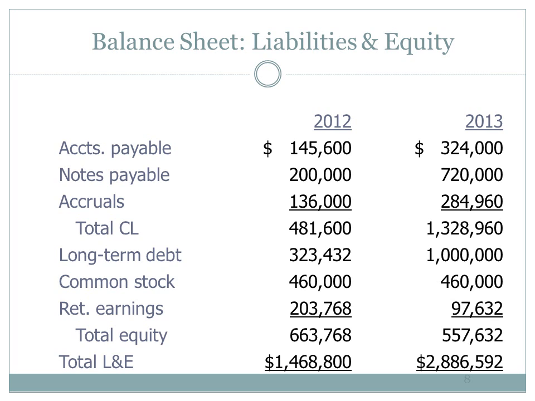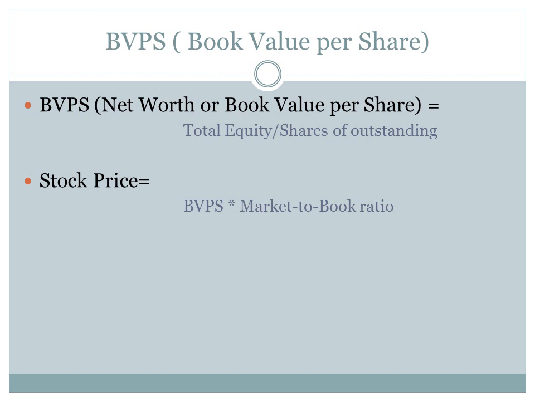The second financial statement we use is the balance sheet. The balance sheet is going to include total assets, total liabilities, and total equity. The total asset is always equal to total liability plus total equity. So from the balance sheet, we can calculate book value, or also what we call net worth. Net worth is total asset minus total liability, which is equal to total equity. Using total equity divided by the shares outstanding, you get book value per share. We can use the book value per share times the market to book ratio to estimate stock price.